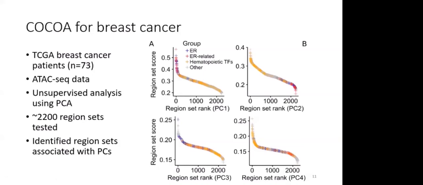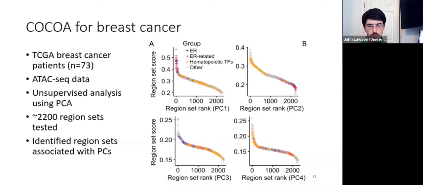Looking at principal component 2 now, we can see that many of our top region sets are hematopoietic transcription factors. And so we think that this might be related to some kind of variation in the immune component of the tumors. Now for principal component 3, we see that there's not really variation related to either of these things, either the hematopoietic transcription factors or the estrogen receptor. And that'll make sense in a moment. And then principal component 4, we see is similar to principal component 2.